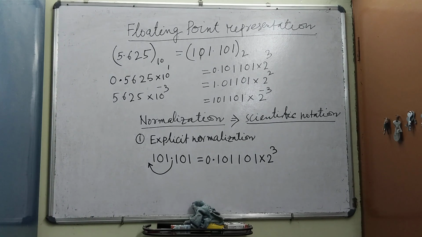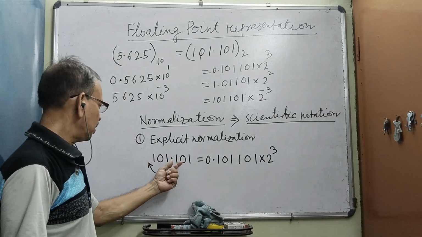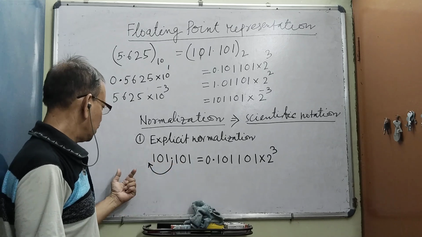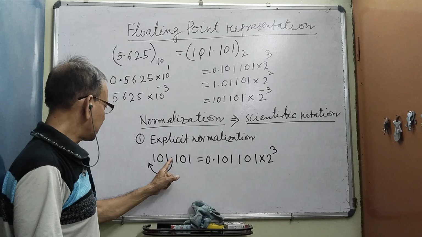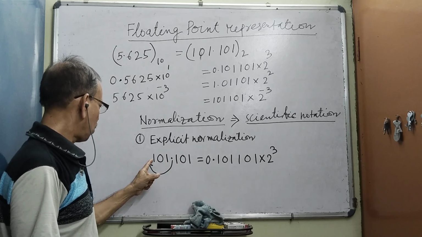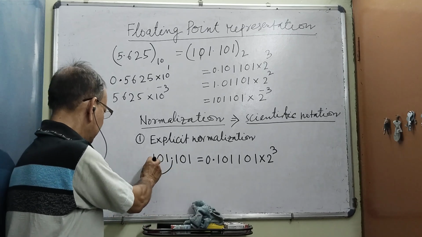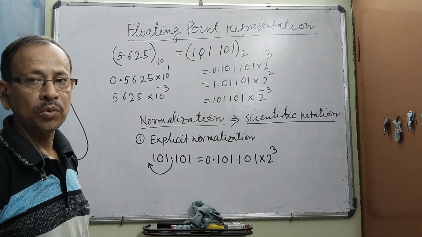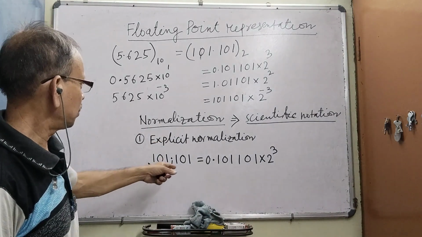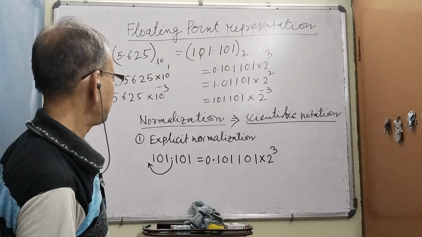So, what is explicit normalization? Move the radix point to the left hand side, before the most significant bit. Which is the most significant? 1. So, on the left hand side. So, this is the normalization form, explicit normalization.